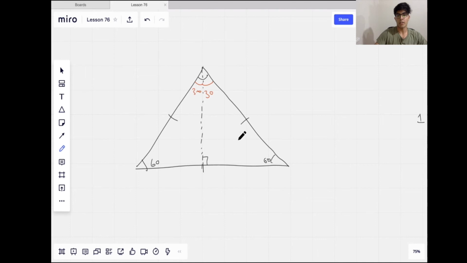Again, because we're only interested in the ratios, we can give each side whatever value we want. So let's go with 1 for convenience's sake. 1, 1, and 1. And this whole length is 1. Now, since we've done a perpendicular bisector, we've divided this into half. So this becomes 0.5, right?